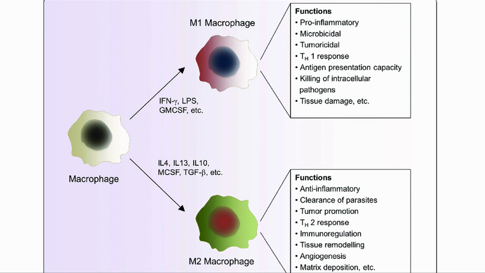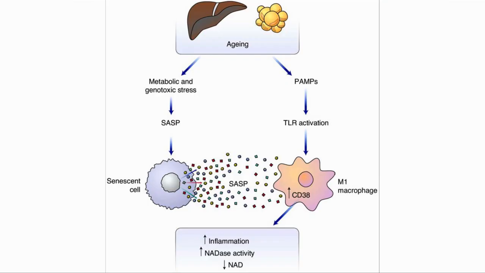Macrophages are attracted to chemical signals of inflammation, as these are normally signs of the body being attacked. Here is a diagram which summarizes the paper. Aging, because of metabolic and genotoxic stress, causes the creation of senescent cells. These senescent cells then produce SASP, which both creates more senescent cells and also causes M1 macrophages to arrive and proliferate. This reaction could also be activated by the presence of PAMPs, or pathogen-associated molecular patterns.